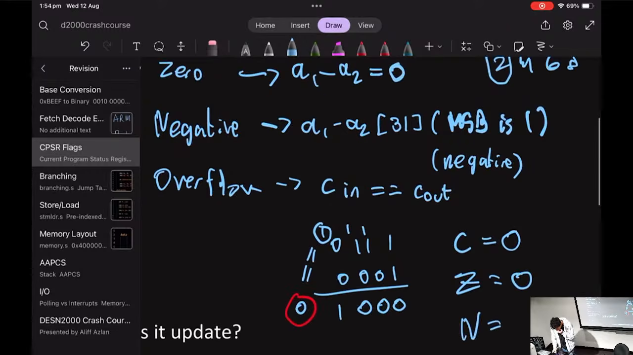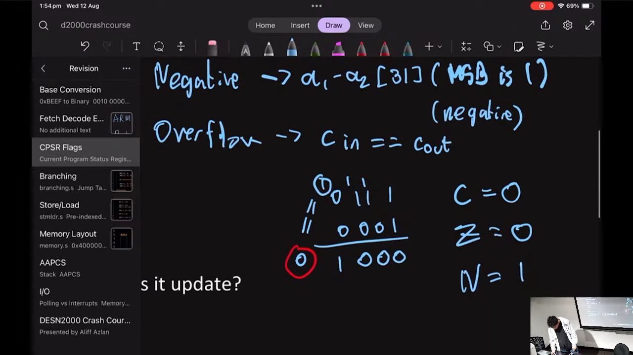Now the N flag just checks the most significant bit, right? What's the most significant bit here? 1. So N, in this case, is 1. And then for the overflow flag, we compare the carry in to the carry out. So that is this compared to this bit here. We're comparing, is 0 equal to 1? And it isn't. So therefore, the overflow flag would be 1. Oh, I should probably make a correction. This should be not equals to.